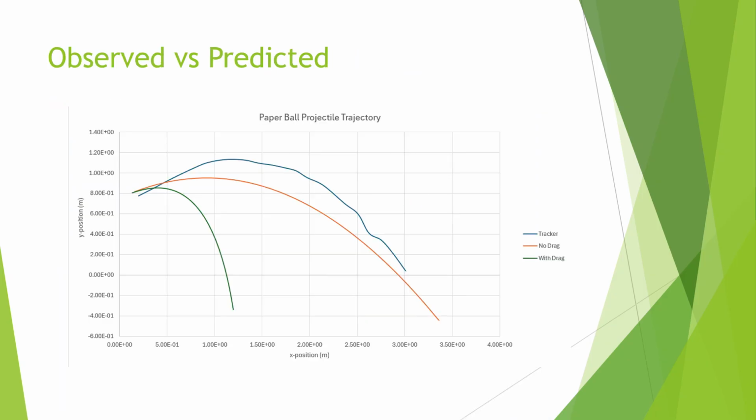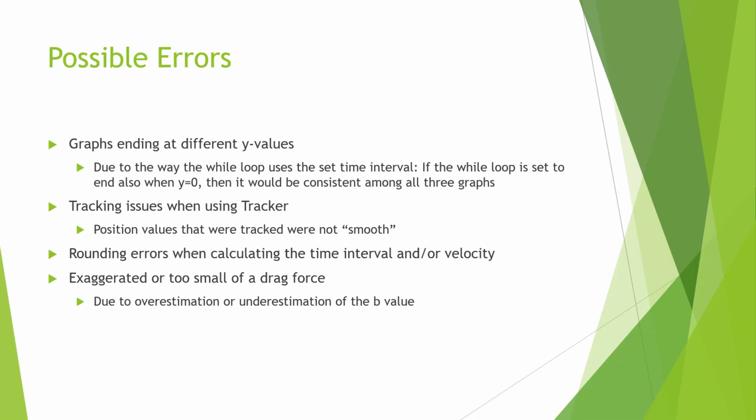The observed and predicted data are on the same chart. You can see the orange is more parabolic than the other 2. The drag simulation is green, and you can see it's more squished, and then the tracker data is a little bumpy, but it's not as parabolic as the first one, and not as squished as the green one.